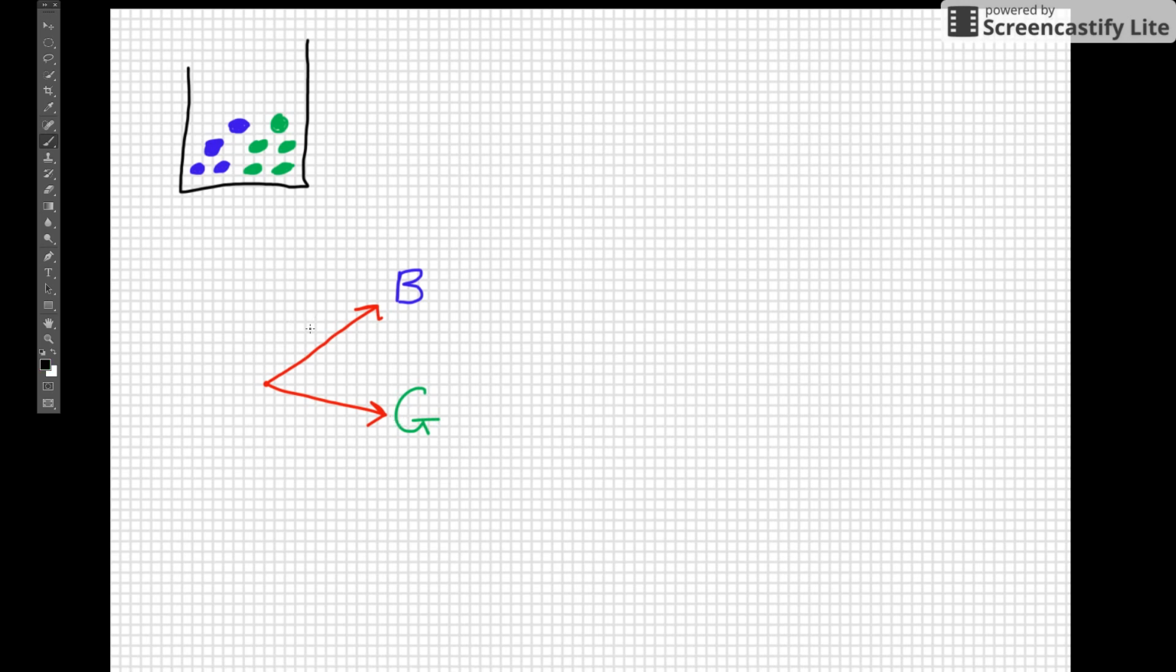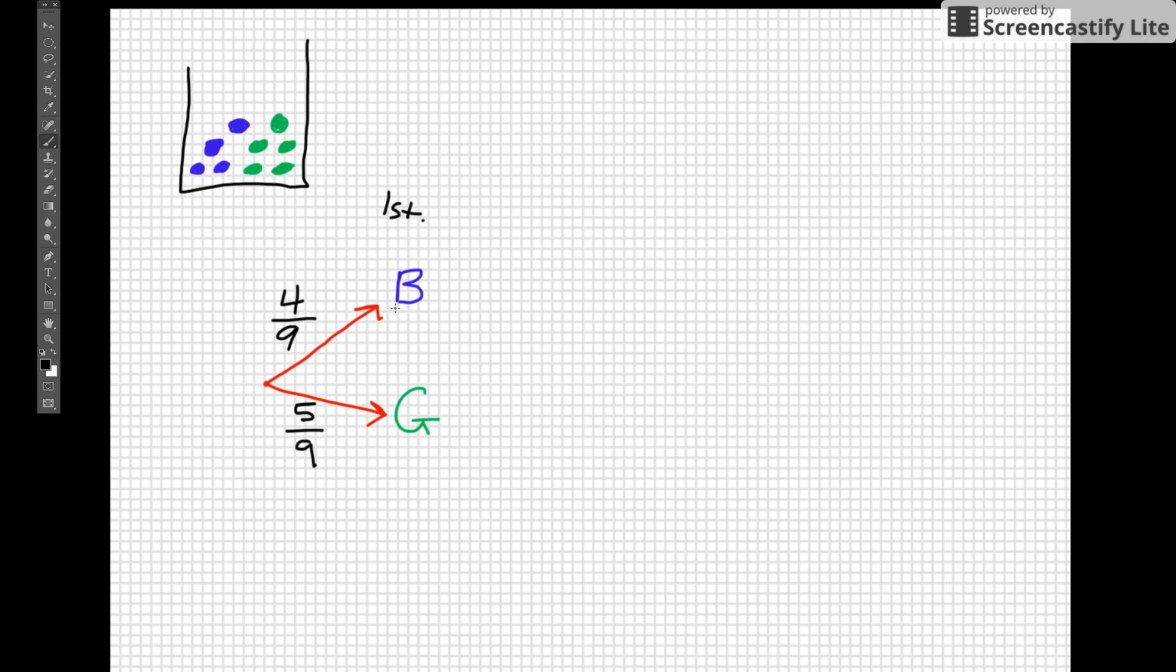And there's a probability of either of these things happening. So the probability of pulling out a blue marble is, well, we have 4 blue marbles out of 9 marbles altogether. So there is a 4 in 9 chance of getting a blue marble and a 5 in 9 chance of getting a green marble. So this is the first thing that happened. This is our first marble.